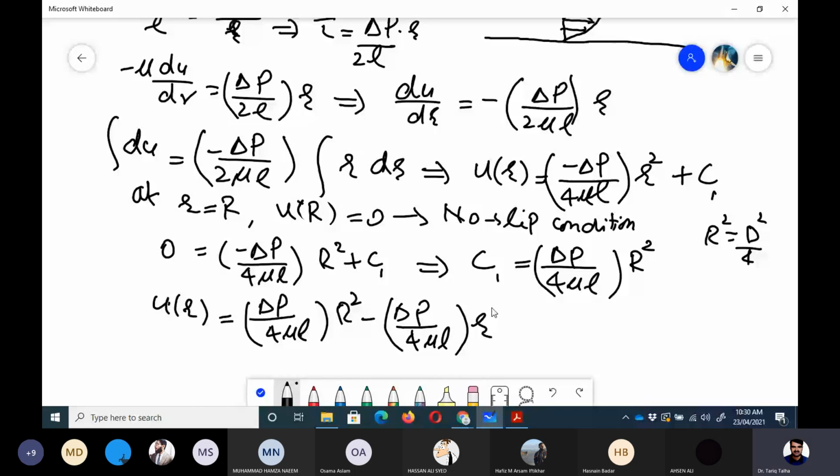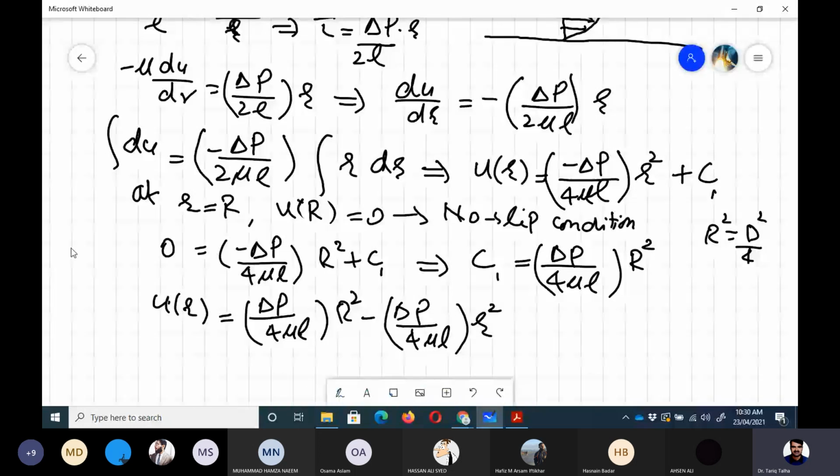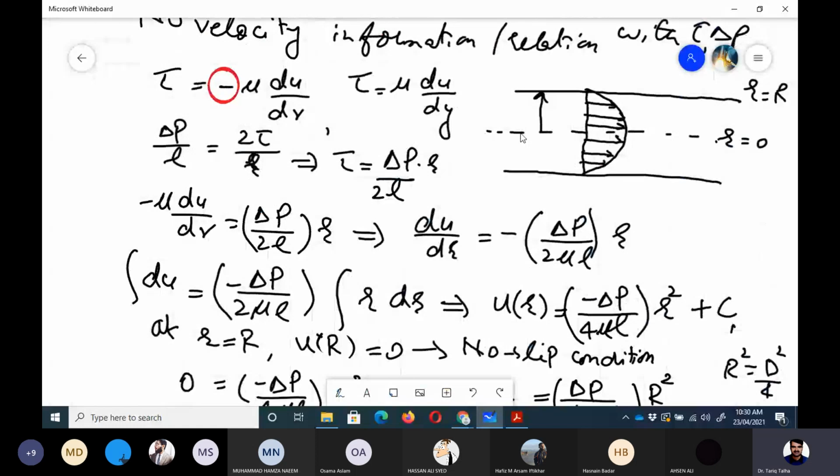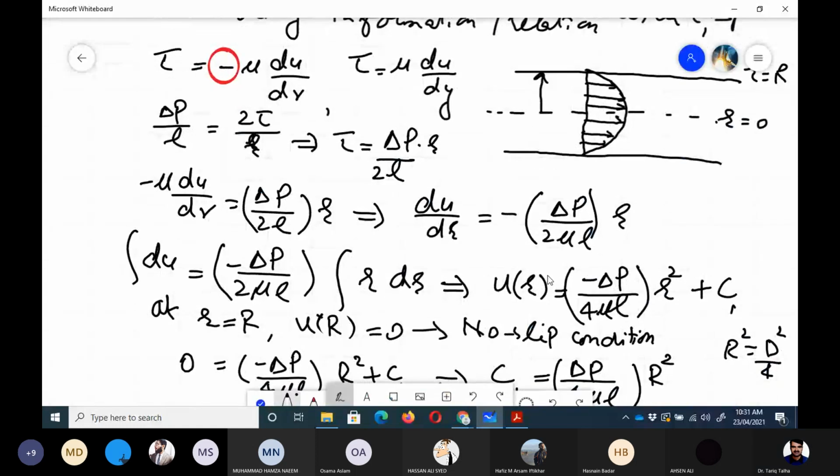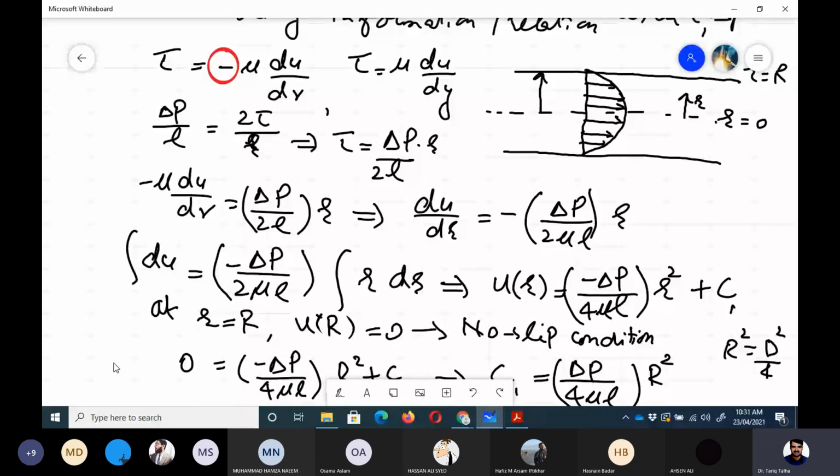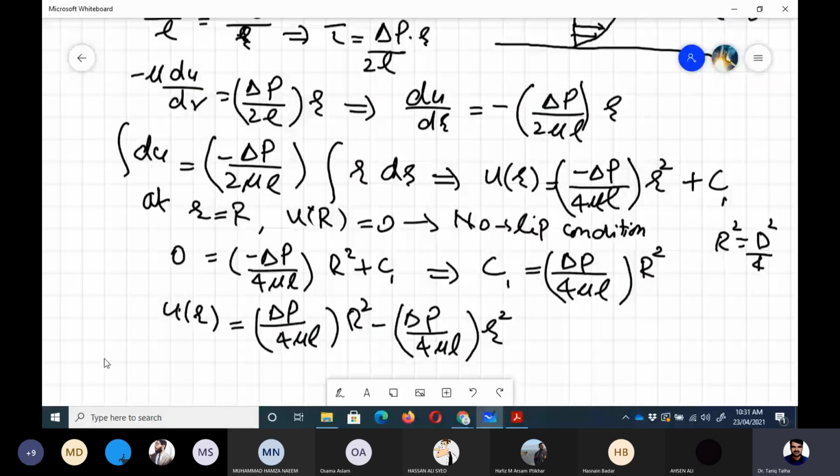No, this R, it is a variable. This small r is a variable which changes from 0 to capital R. So that is a variable like x, y, z. These are the coordinates which are variable. So similarly, this small r is also a variable.